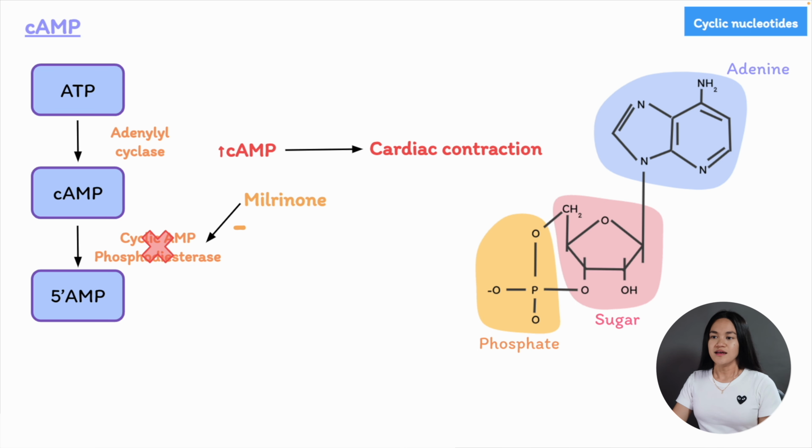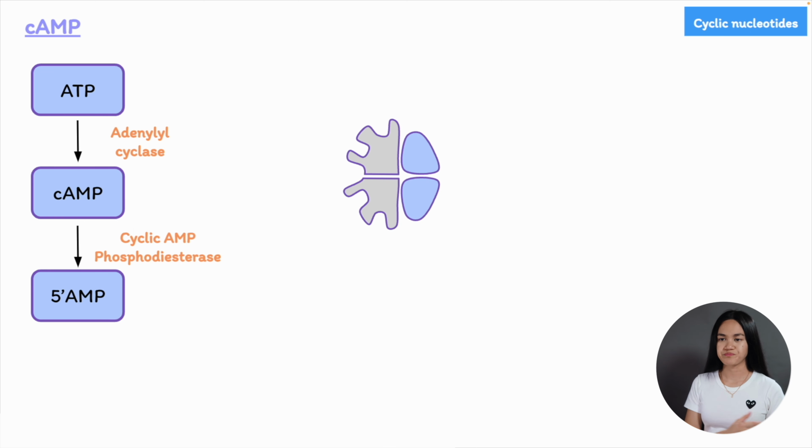Okay? Now, the thing is, cyclic AMP doesn't just affect one kind of cell. Even though we already talked about its role in the heart, we know that cyclic AMP interacts with different target molecules in different cells. One of the main things that cyclic AMP targets is an enzyme called protein kinase A. Protein kinase A, or PKA, has many different targets depending on the type of cell it's in.